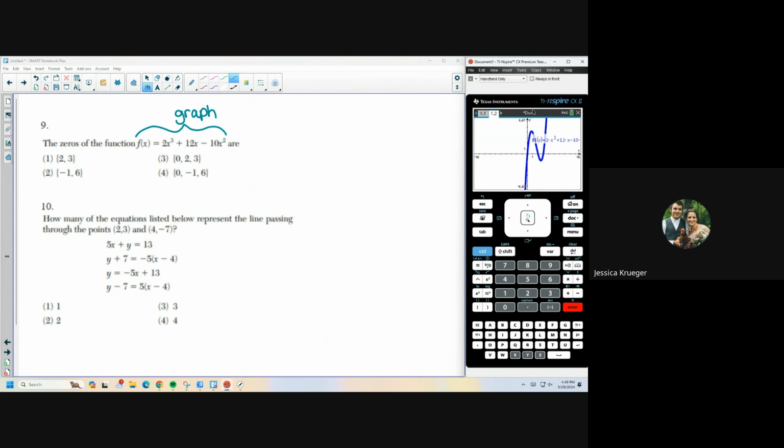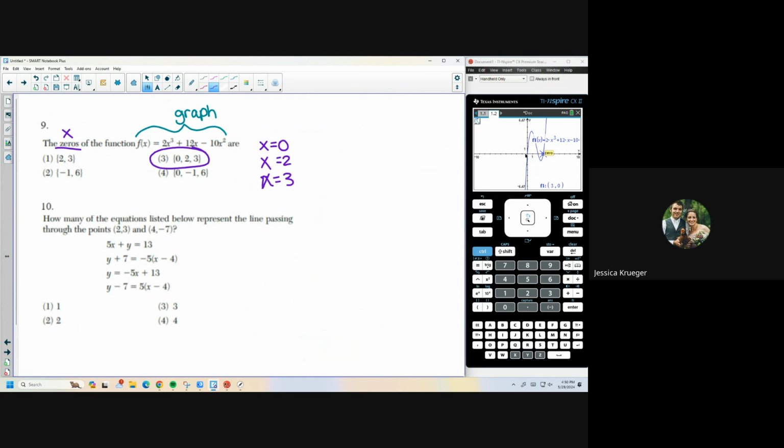Well, the zeros are where it hits the x-axis. So if I go to menu, trace, graph trace, and I start to trace, I see my first 0 is at 0. Remember, zeros are the x values. So my first 0 is at 0. I can keep going over. There's my second 0 at 2. And I can keep tracing. There's my third 0 at 3. So that's answer choice 3.